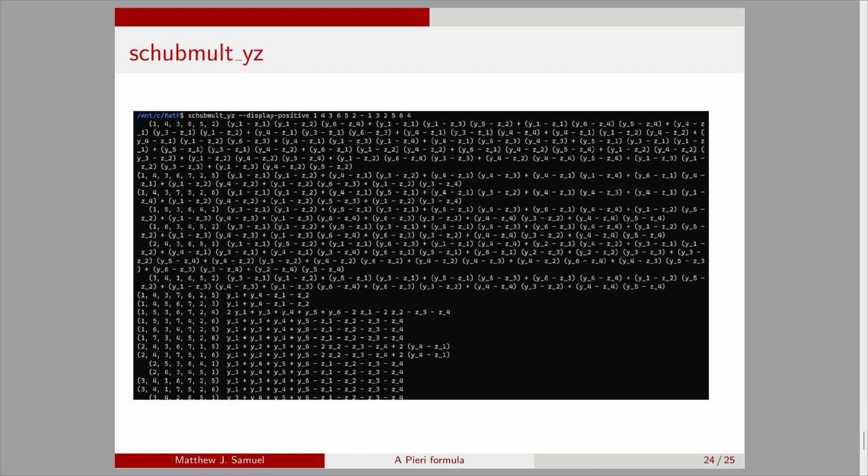So then schubmult_yz multiplies double Schubert polynomials in different sets of coefficient variables. And here I show the same product. It has many more terms, so I cut it off. And it has an option --display-positive, which expresses the result positively, which it does not do by default because it's very slow.